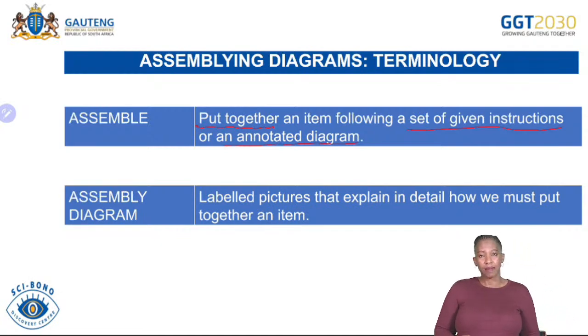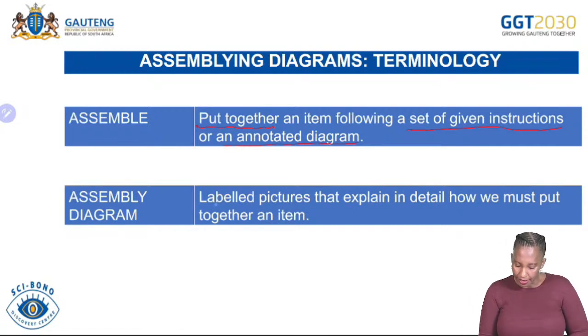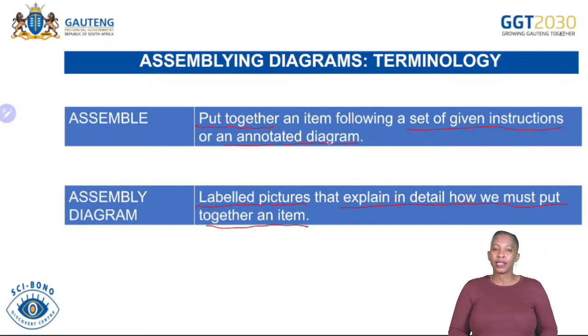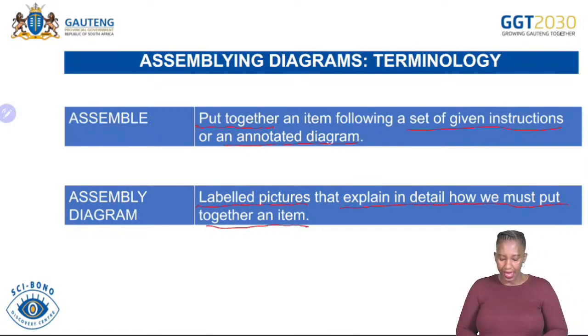So what is an assembly diagram? Labeled pictures that explain. The assembly diagram is labeled pictures that explain in detail how we must put together an item. So an assembly diagram guides you, it tells you through what? Picture form, to say this is where you start, in detail how we must put together an item.